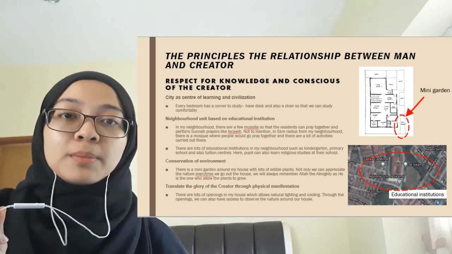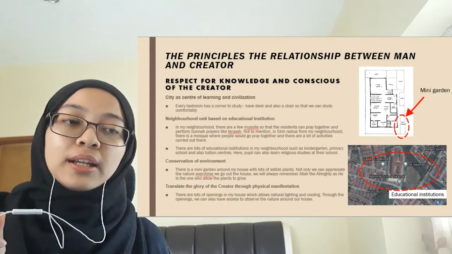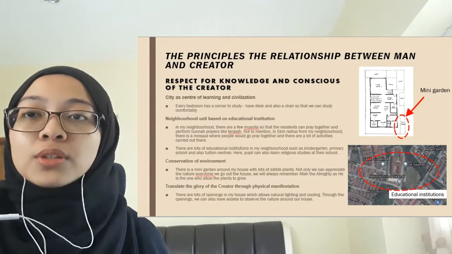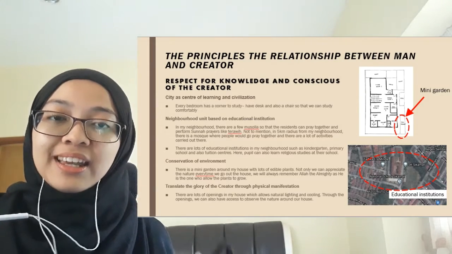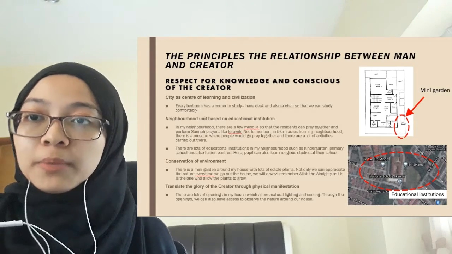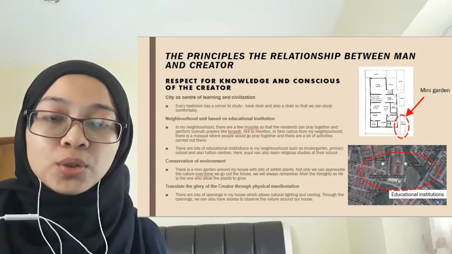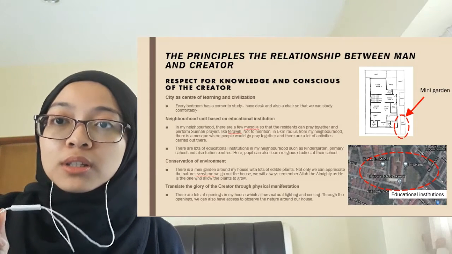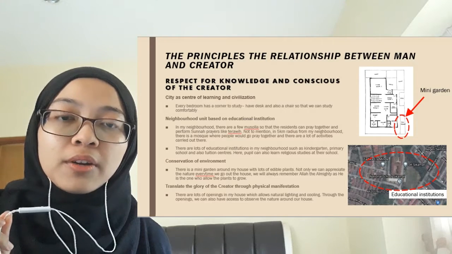Moving on to the principle and the relationship between man and man that I can find in the design of my house. In terms of respect for knowledge and consciousness of the creator, every bedroom has a corner to study. Like right now, I have a chair and also a table so that I can study comfortably. In my neighborhood, there are a few suraus or musallas so that the residents can pray together. Within a 5-kilometer radius from my neighborhood, there is a mosque where people can go pray together, as there are lots of activities carried out there.